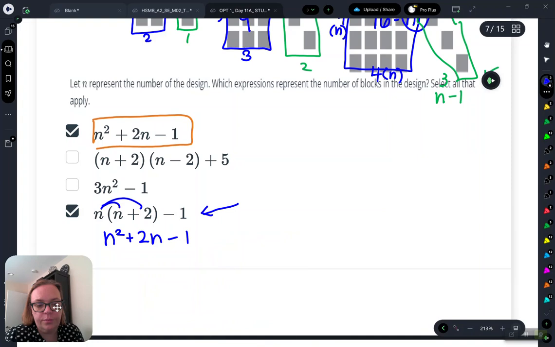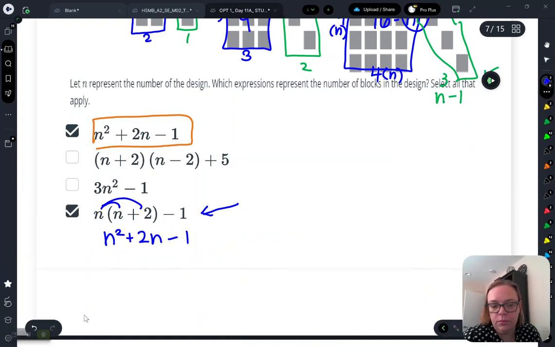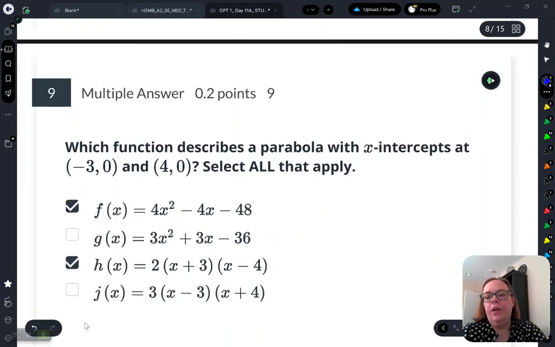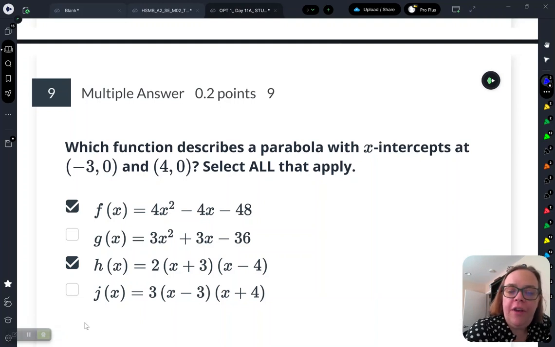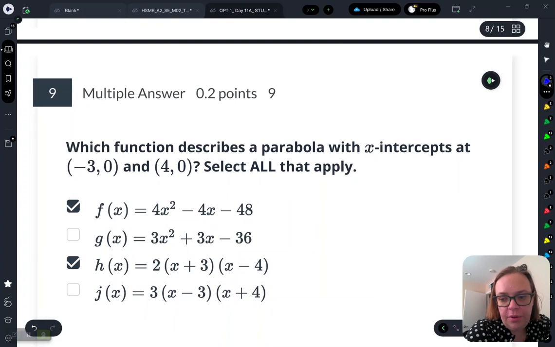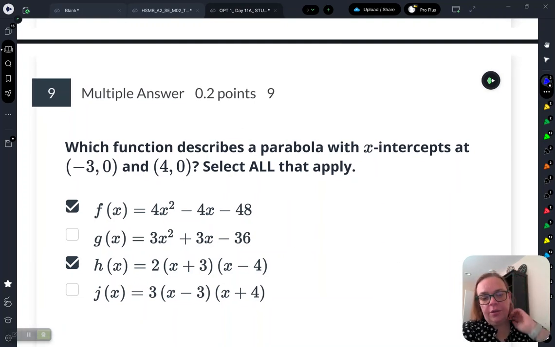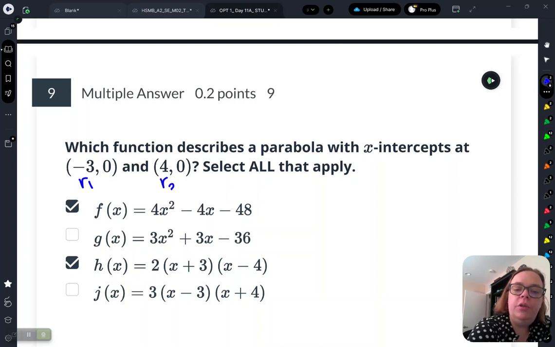All right, number 9, which function describes a parabola with the x-intercepts at (-3, 0) and (4, 0)? This is back to that factored form, or the zeros. A couple of these are in factored form, a couple of these are in standard form. So we can factor them. But we basically want root 1 and root 2, in either order, it doesn't matter.